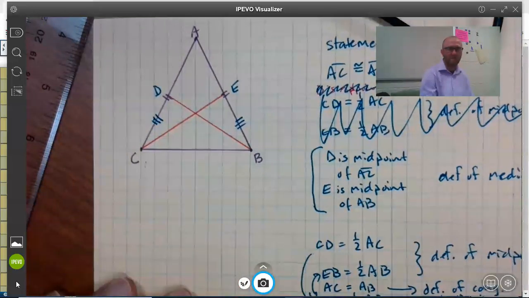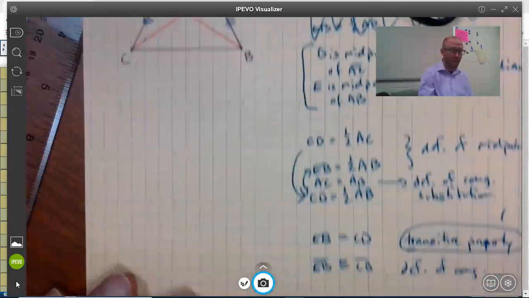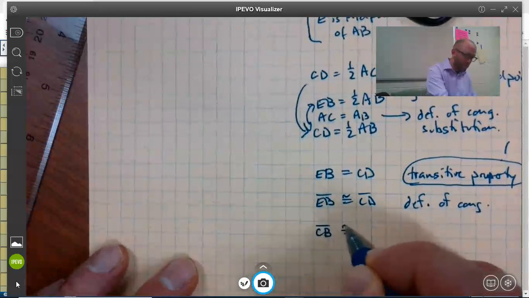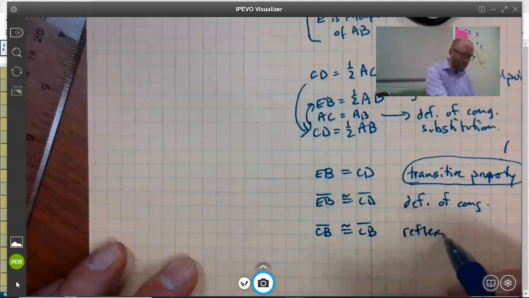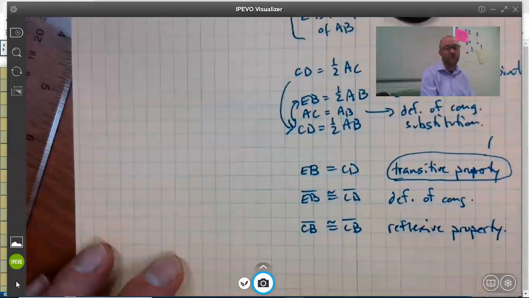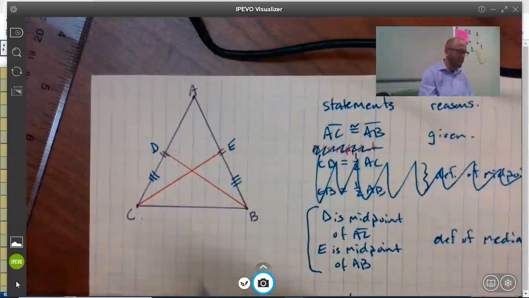Okay, so let's see. Next, we've got that CB is congruent to itself. So we've got CB congruent to CB. And anytime you're saying that something is the same as itself, you're using the reflexive property. Right? Reflexive property. All right. So CB is the same as itself.